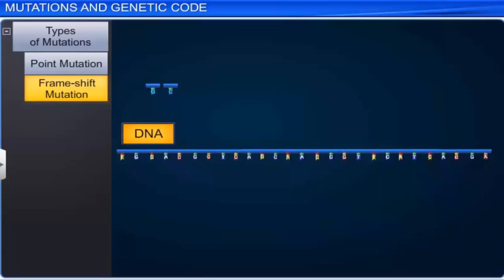Now then we have frame shift mutation. Frame shift mutation means a complete shifting, because of the addition or deletion of more than one nitrogenous base. This can make a lot of physiological changes in the body, because of the complete shift of the frame of the nitrogenous bases, which becomes unreadable or uncodable properly.